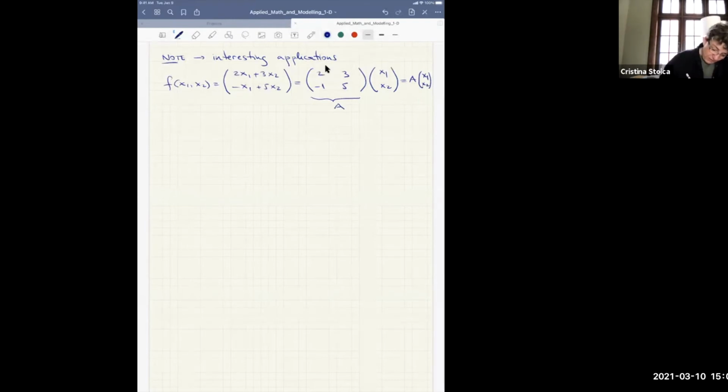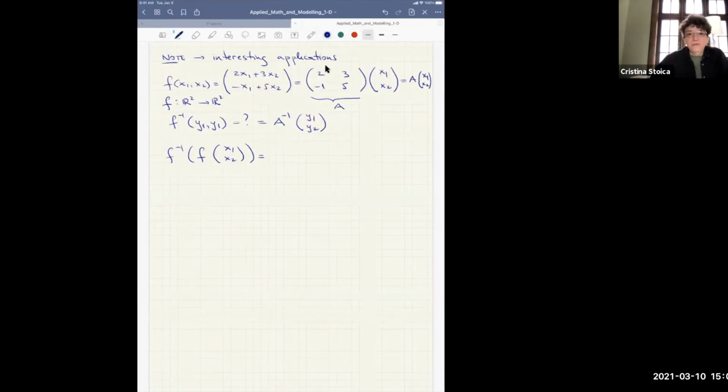Okay, if I'm looking for f⁻¹ of (y1, y2), this is obviously a function that goes from R² to R². So it should have something to do with the inverse of the matrix A. Indeed, this is nothing else but A⁻¹ applied to (y1, y2). Why? Because f⁻¹ of f of (x1, x2), I know that any exercise I do with you, although it's simple, is not wasted time. So we'll just do this slowly.